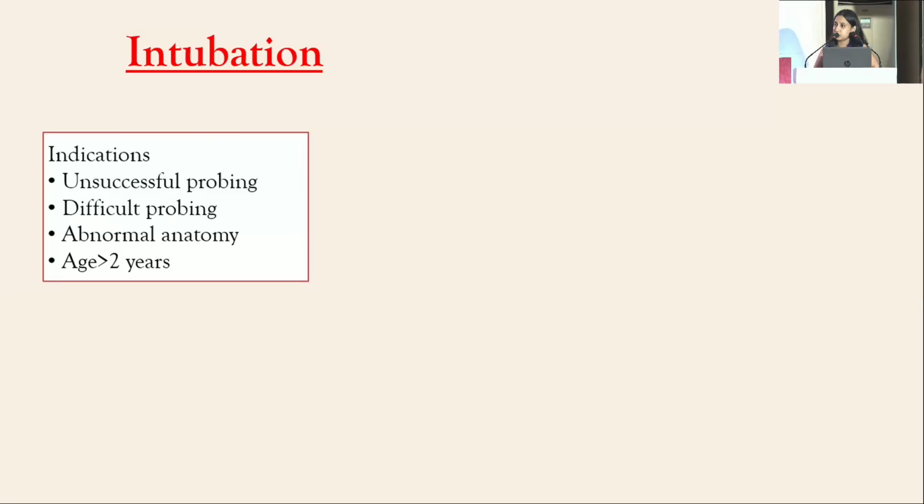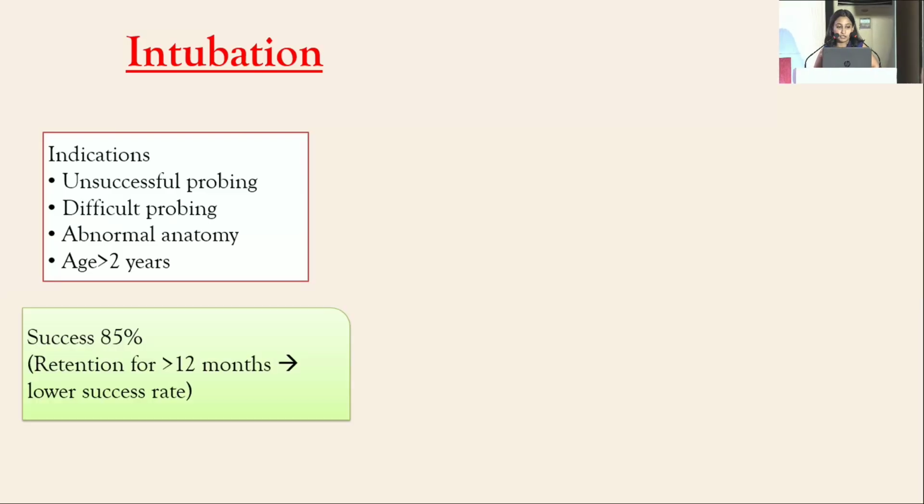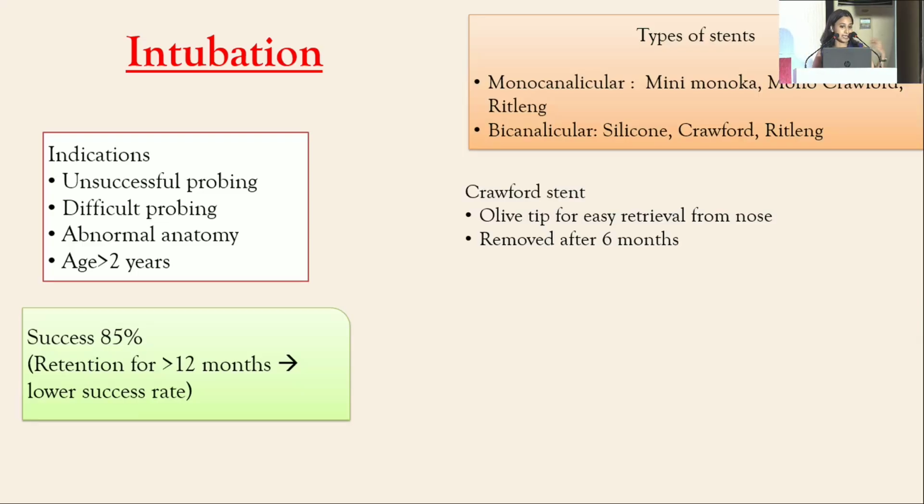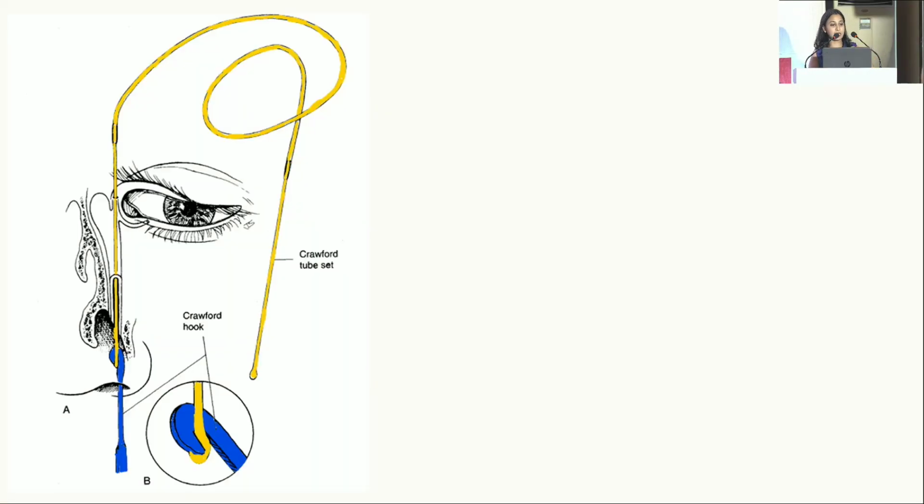Then there is intubation of the nasolacrimal system. Intubation is done if there is failed probing. What we do in intubation, we put a stent. We have various types of stent, monocanalicular and bicanalicular stents. What we are doing in a stent is that we put one end of the stent through the punctum, and we pull it out using a hook. There's a hook that comes with the Crawford stent. We pull it out into the cavity.